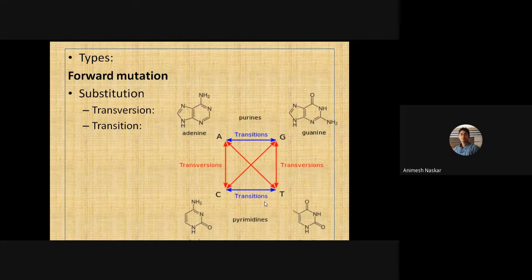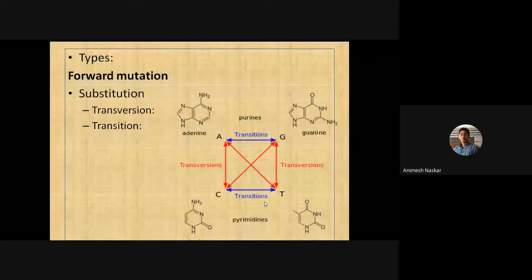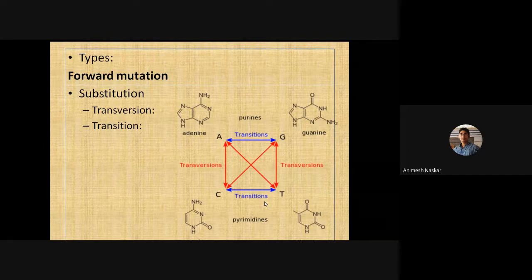You can easily remember it: any purine base replaced by a pyrimidine base, or any pyrimidine base replaced by a purine base, is called transversion. Whenever a purine is replaced by a purine, or a pyrimidine by a pyrimidine, it is called transition. Very important thing. I can give an example: 5-bromouracil is a very important chemical mutagen. It can create transition.